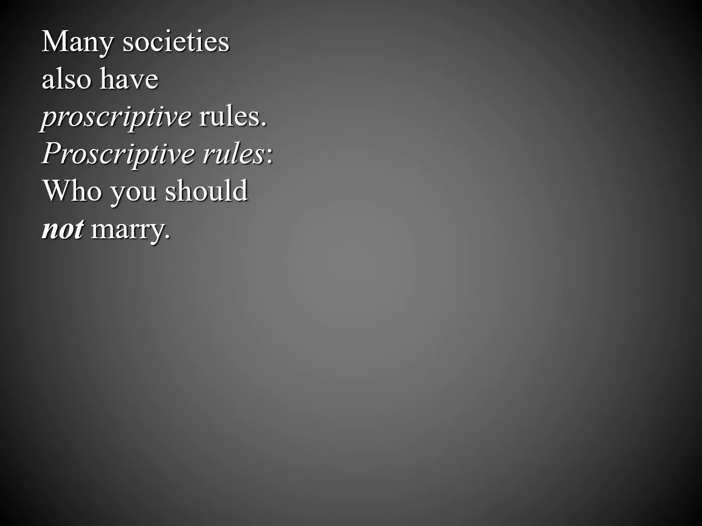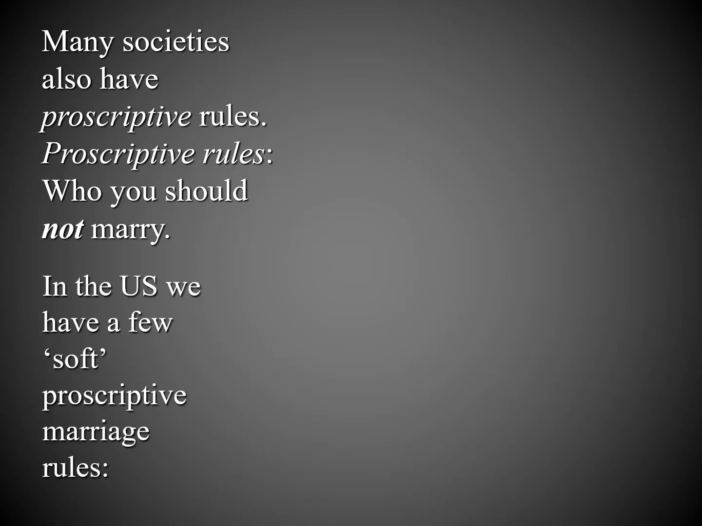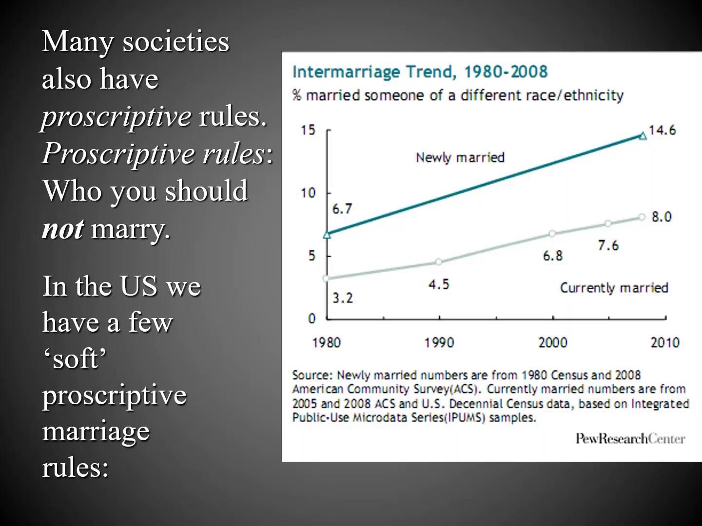Many societies also have proscriptive rules. Like I was saying, proscriptive rules are who you should not marry. In the US, we have a few soft prescriptive rules. One used to be interracial marriage, or interethnic marriage, although this is changing.